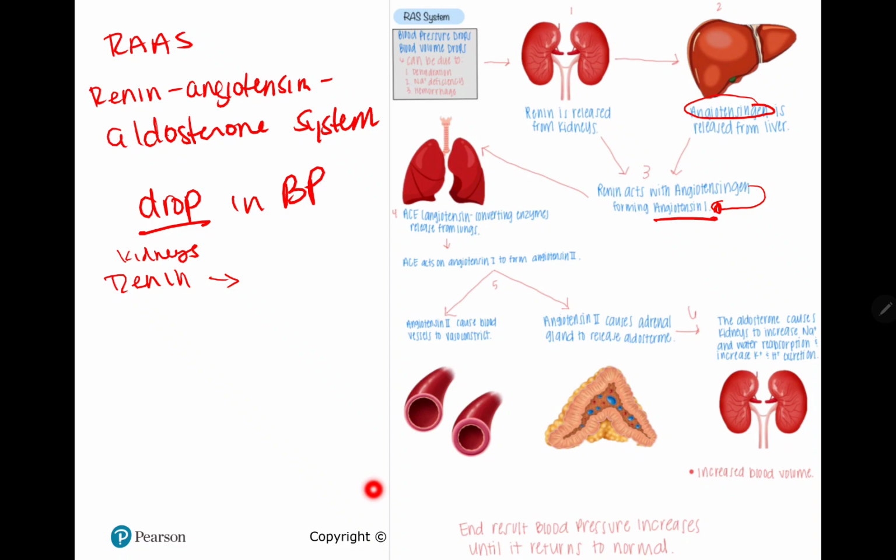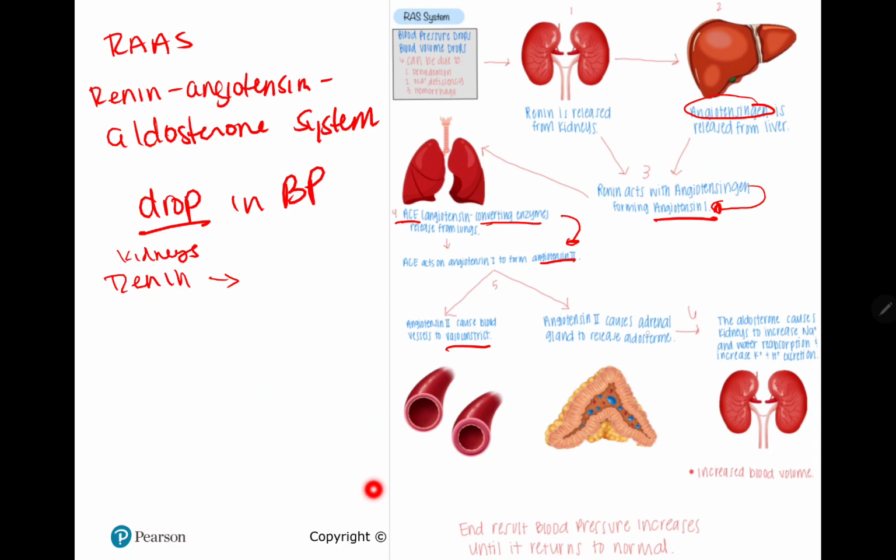Angiotensin 1 now is in the bloodstream, and it travels to the lungs, where there is an enzyme called ACE, angiotensin converting enzyme. In the lungs, angiotensin 1 is converted to angiotensin 2. Angiotensin 2 is a powerful vasoconstrictor, so it's going to vasoconstrict your blood vessels to increase your blood pressure.